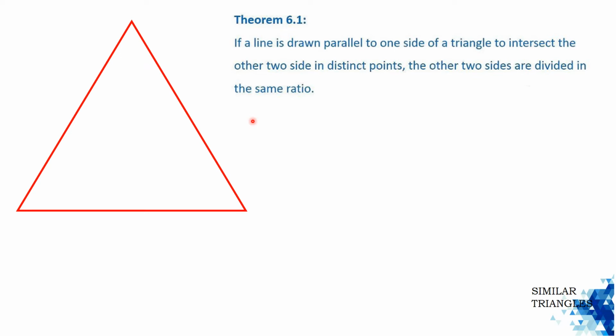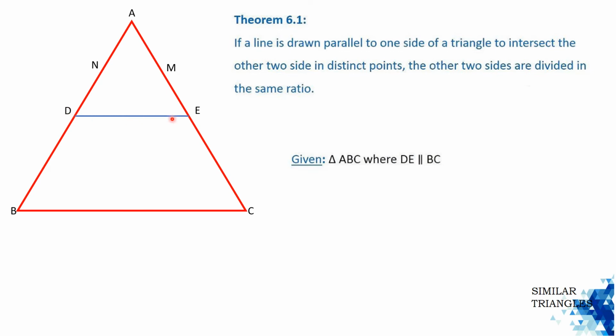I'll take a triangle. In that triangle, if a line is drawn to one side of a triangle to intersect the other side, somewhere I'll take one side, one line. I'll start from one side and I'll draw a line to intersect the other side. If I draw a line like this, then the other two sides are divided in the same ratio. The other two sides are AB and AC. So these two sides are divided in the same ratio. That means this ratio AD divided by BD is equal to AE divided by EC. That is what we need to prove.